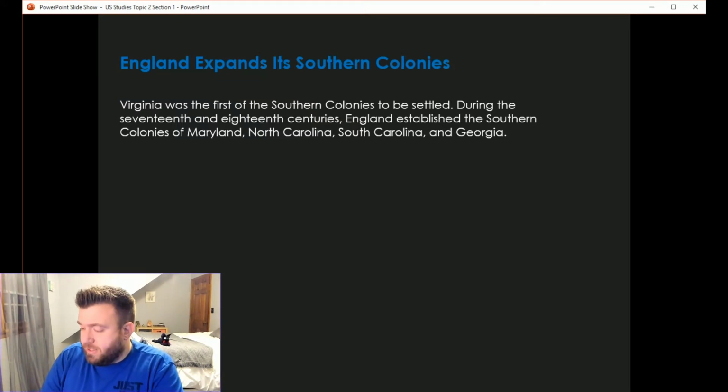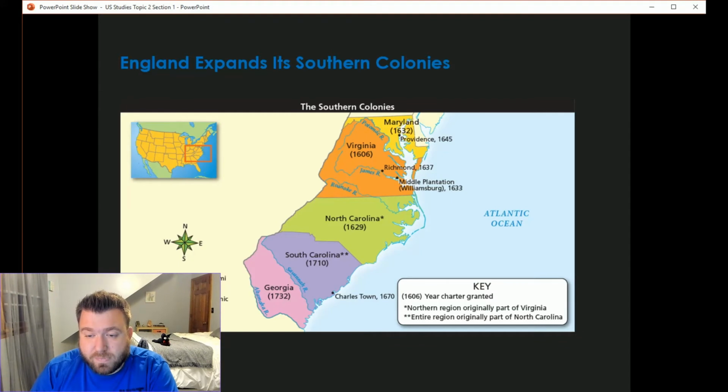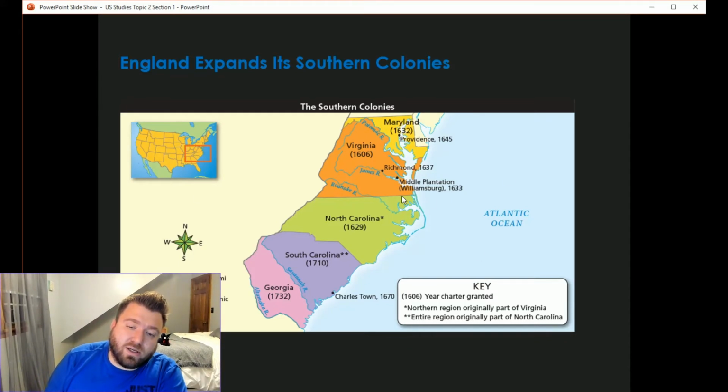England expands its southern colonies. Virginia was the first of the southern colonies to be settled. During the 17th and 18th century, England established the southern colonies of Maryland, North Carolina, South Carolina, and Georgia. And we're going to talk about them. Here is a map of what those colonies look like at this time.